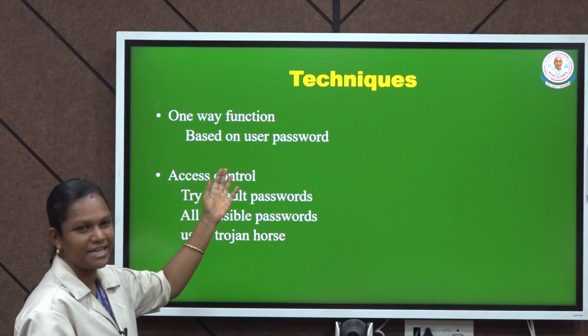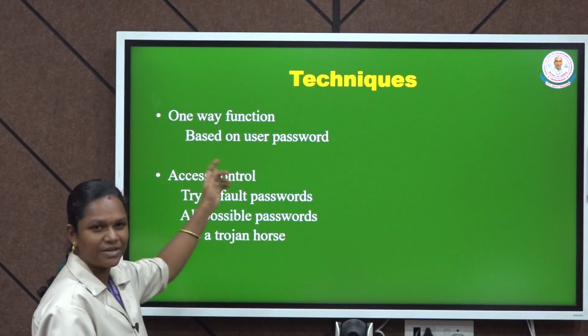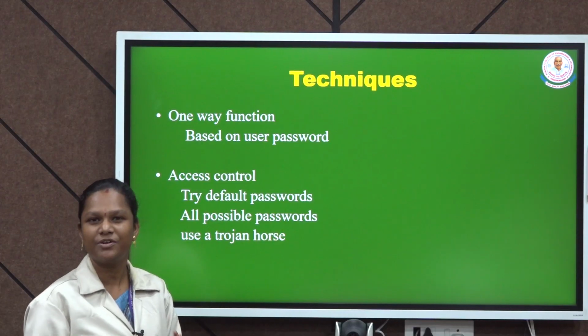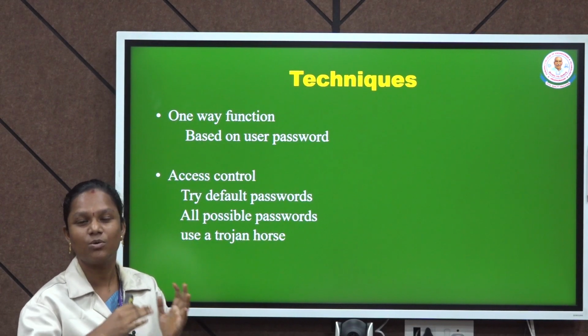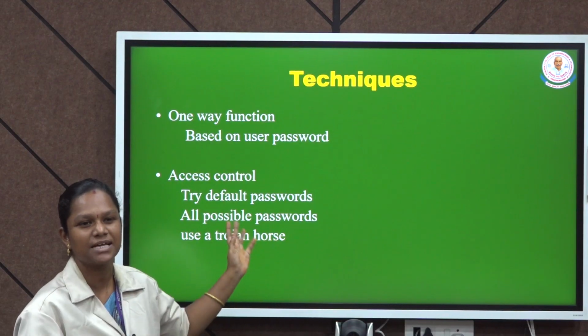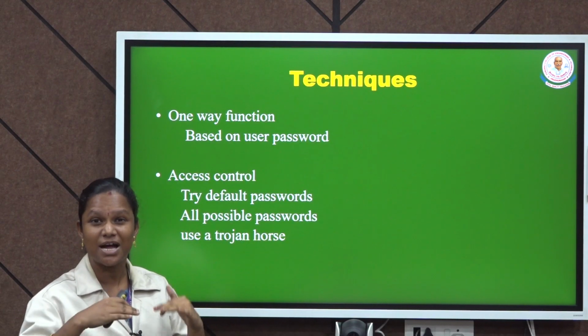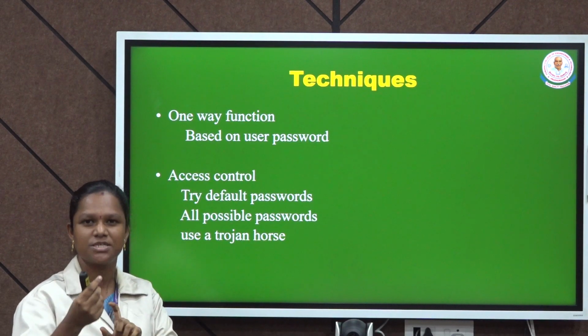Next, what are the techniques involved in it? One-way function and access control. What is a one-way function? The user enters a username and password. This is the one-way function. Next one, access control. What is meant by access control? We have the access rights for a particular user.